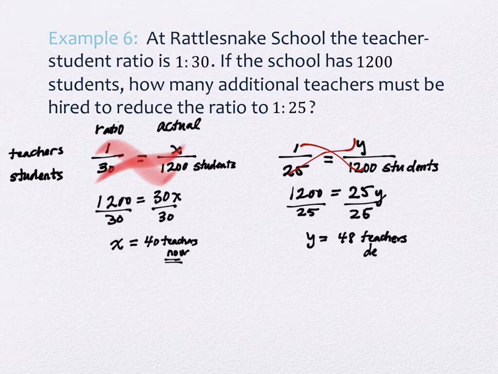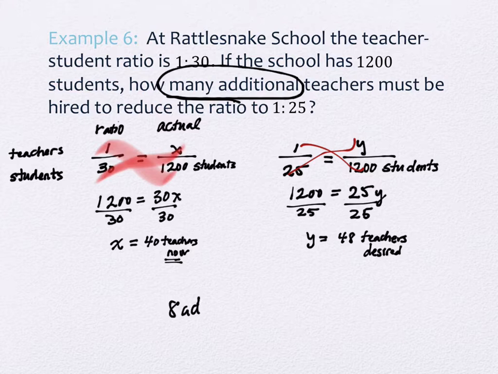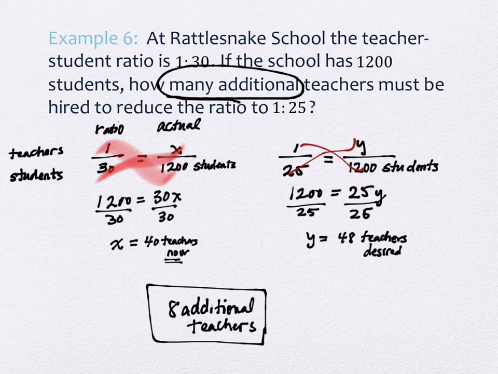So 48 teachers are what we are desiring, wanting. But what does the question actually ask us? Yeah, how many more or how many additional that we need? So I have 40, I want 48. How many more teachers do I need to hire? 8. I need to hire 8 additional teachers. So be careful. I know I said this last time, but be careful to answer the question that's asked because there's lots of different questions that could be asked given the information of any particular problem.